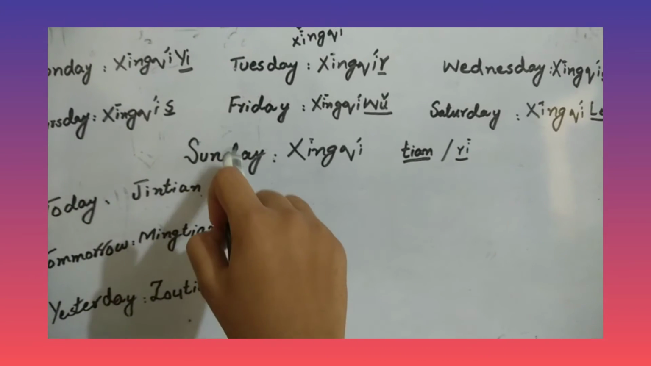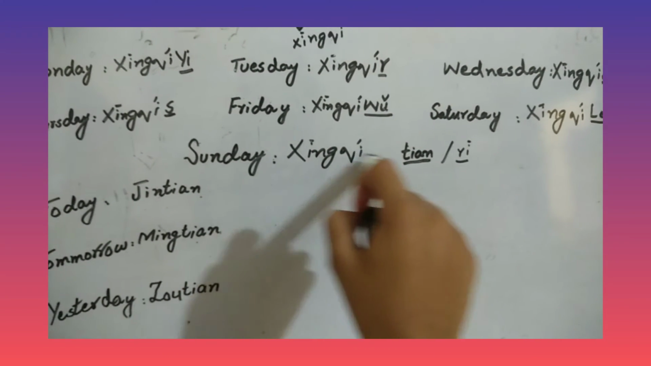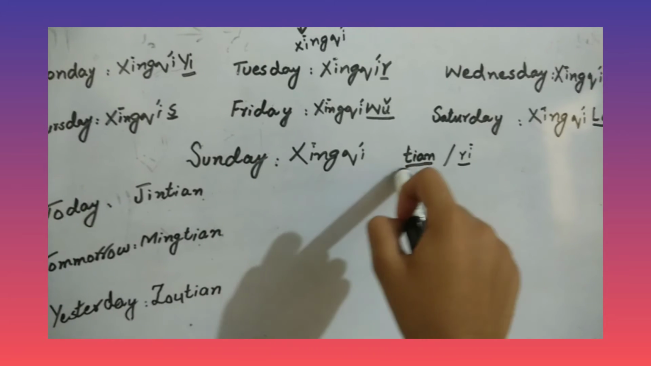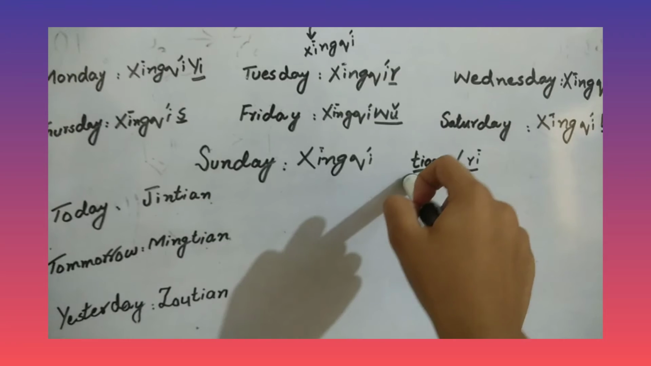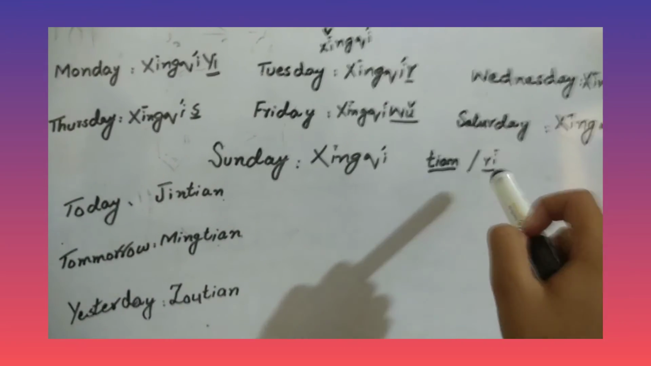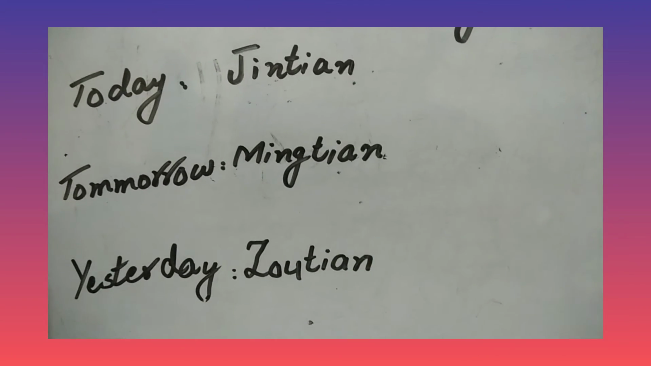At last, there will be Sunday, and Sunday will be xing shi jian, or xing shi r. With the seven names of the days, we have some other names.